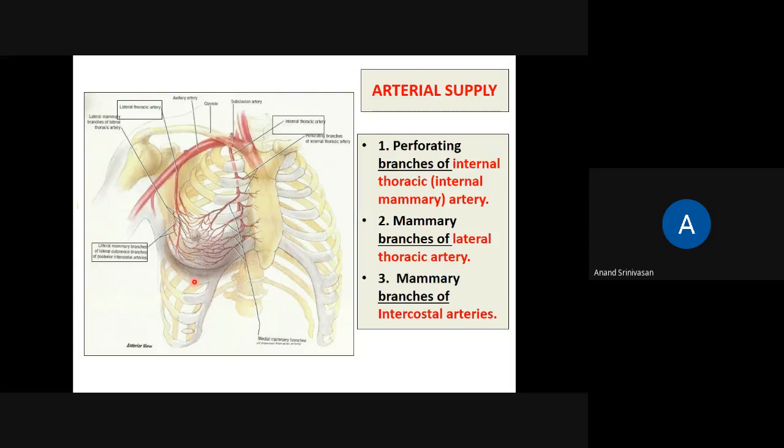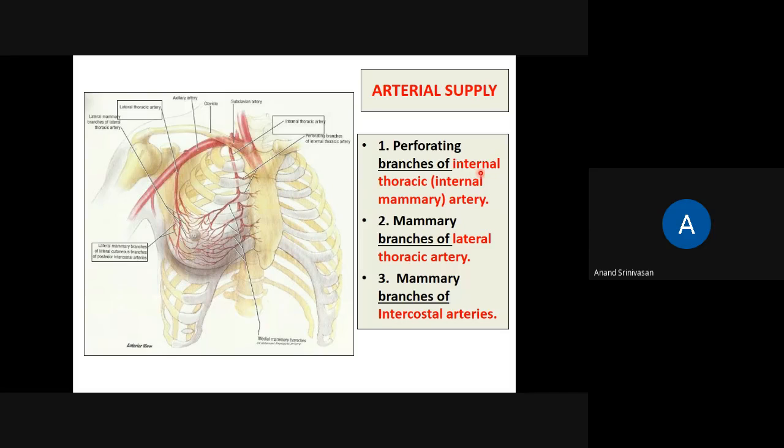The next one is regarding the blood supply of the mammary gland. This is with relevance to surgery. Whenever you are going to do the surgery for removal of the cancer, the removal of the breast, which is called mastectomy, you need to make sure that there is not much bleeding. So what are the arteries which you are going to encounter?